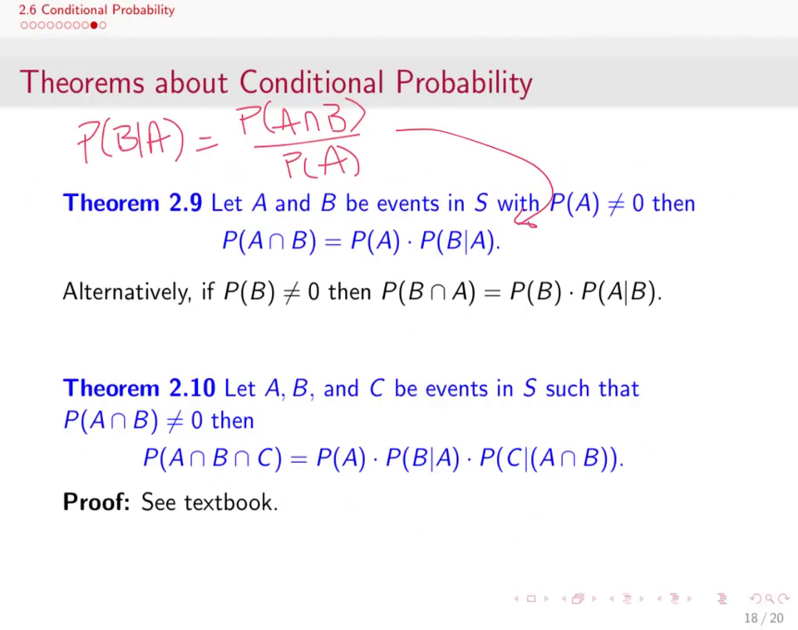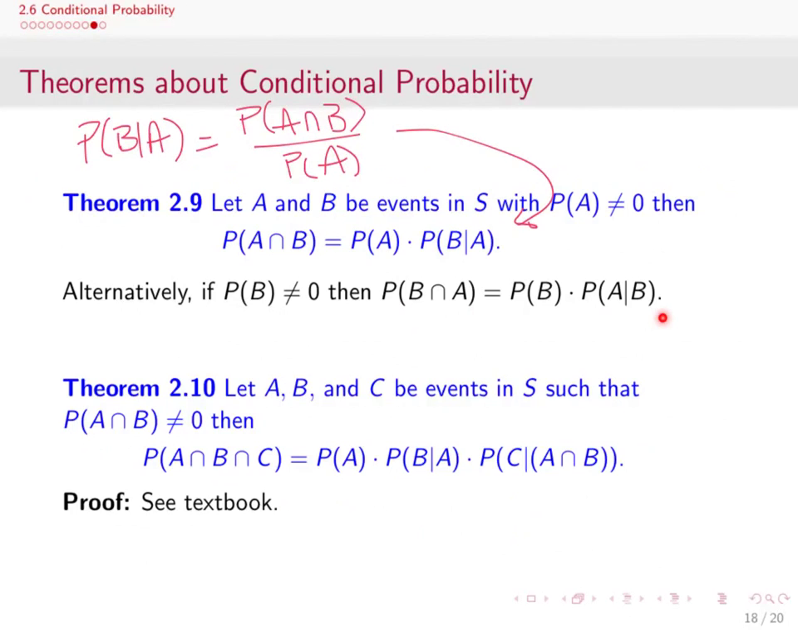Alternatively, if the probability of B is non-zero, we can get an equivalent expression that the probability of B intersected with A is equal to the probability of B times the probability of A given that B has already occurred. The example we did about selecting 2 balls that were red from the box of 12 is a demonstration of this Theorem 2.9.